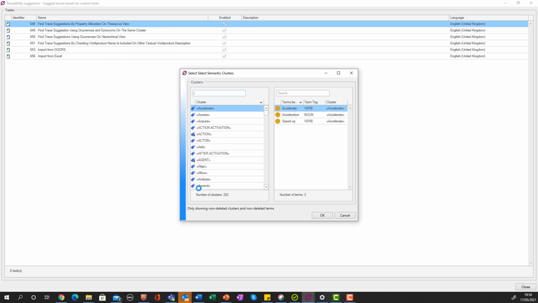Some of the algorithms, like this one, will require some parameters. In this case, as I said, I'm aiming to evaluate or to find requirements speaking about properties.